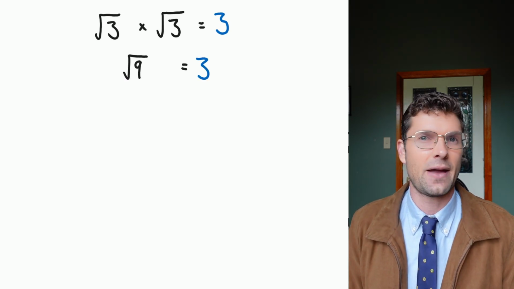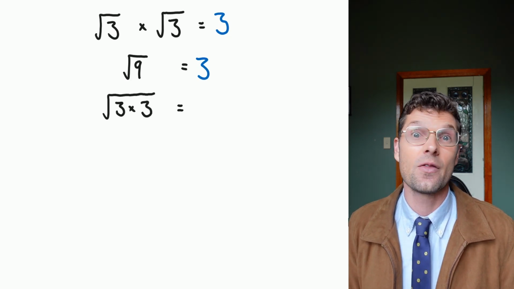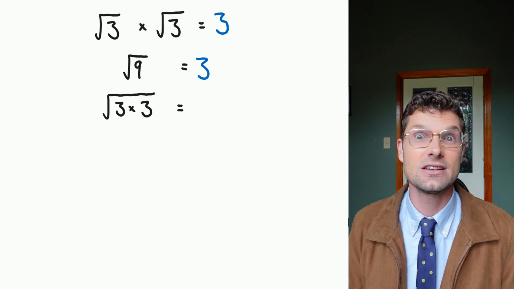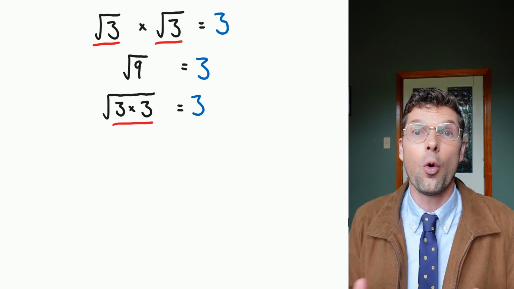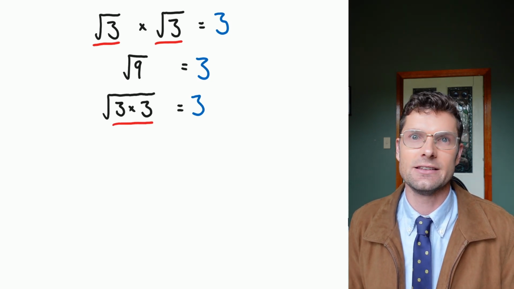What's really interesting about those two numbers is that I could just put this all under the same square root. The square root of 3 times 3 is the square root of 9, which is equal to 3. So it didn't actually matter if those 3's were in different square roots or they were under the same square root. And this is the second general rule that we need to learn.